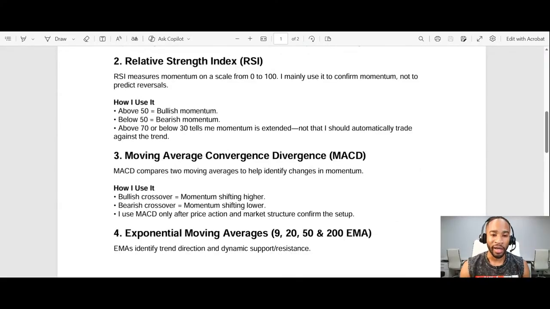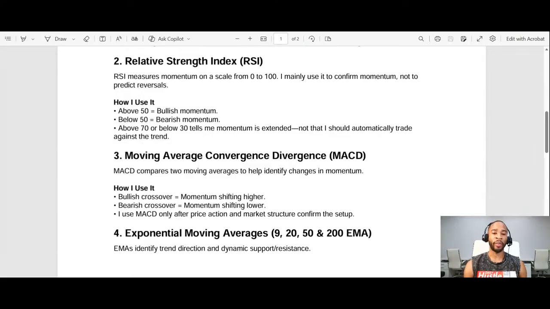Number 2 is the RSI, the Relative Strength Index. RSI measures momentum on a scale from 0 to 100. I mainly use it to confirm momentum, not to predict reversals. How I use it. Above 50 equals bullish momentum. Below 50 equals bearish momentum. Above 70 or below 30 tells me momentum is extending.